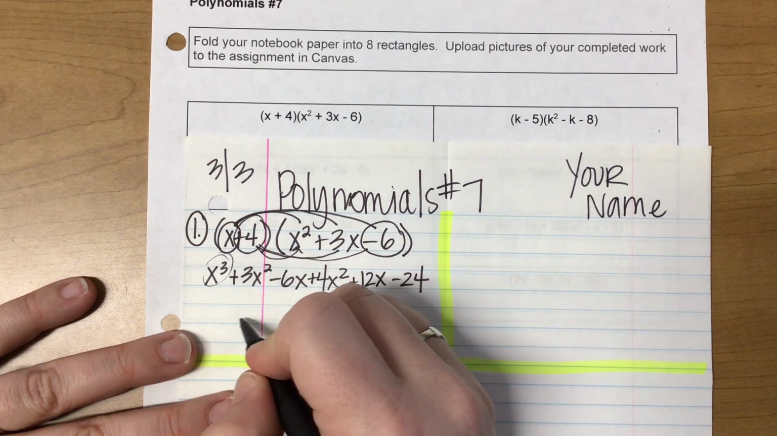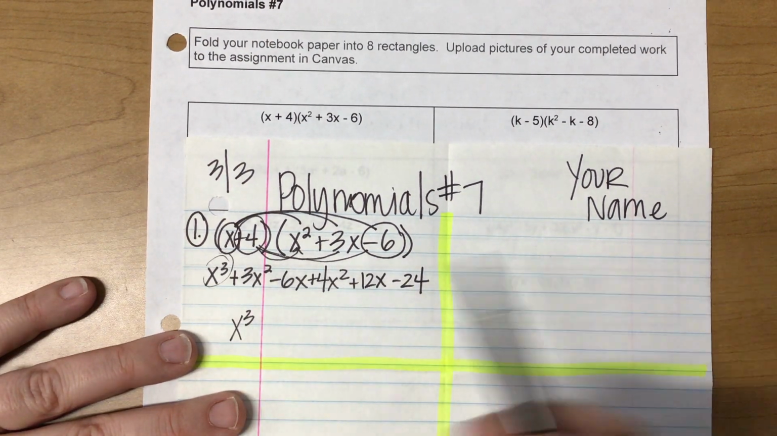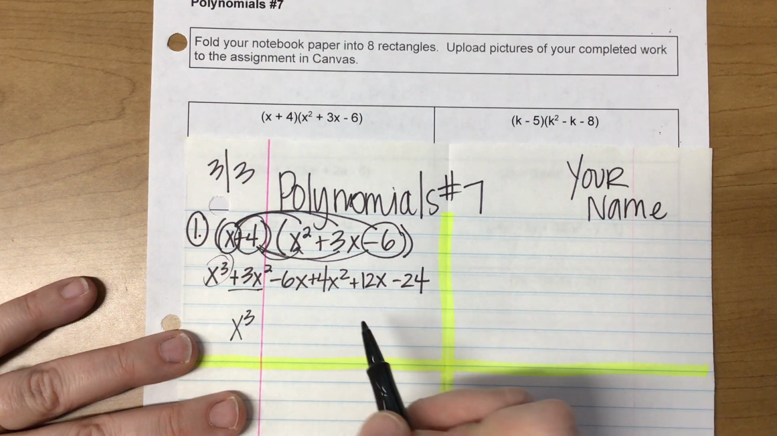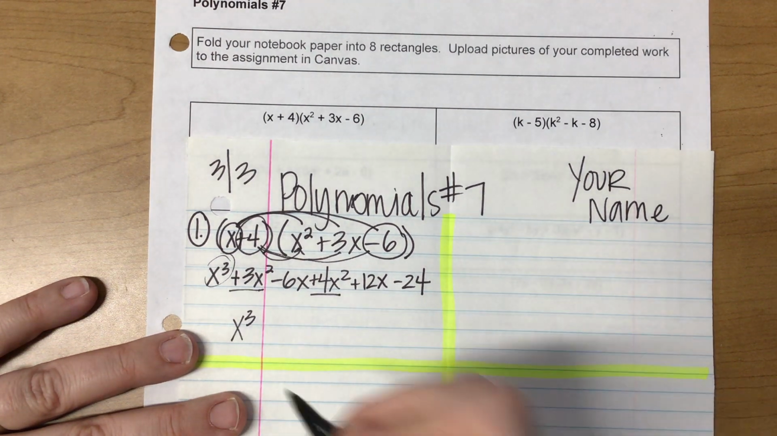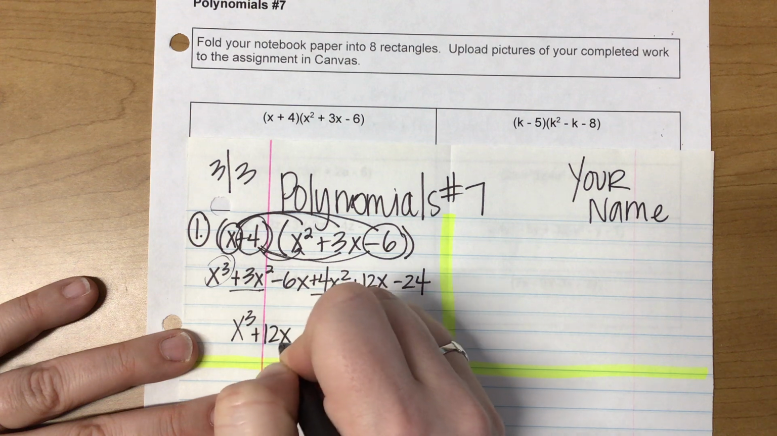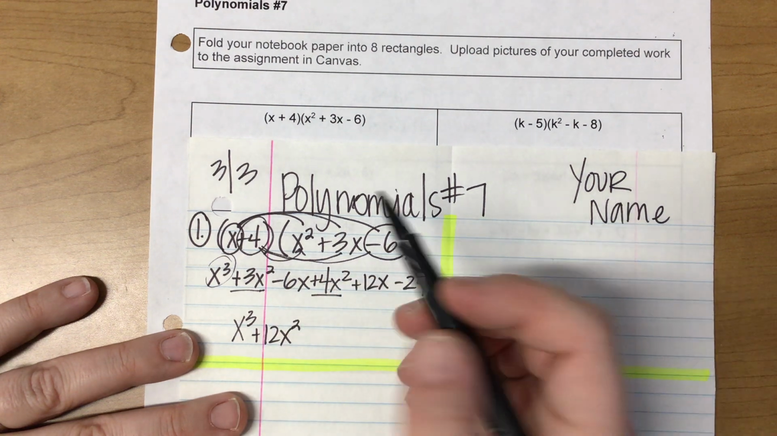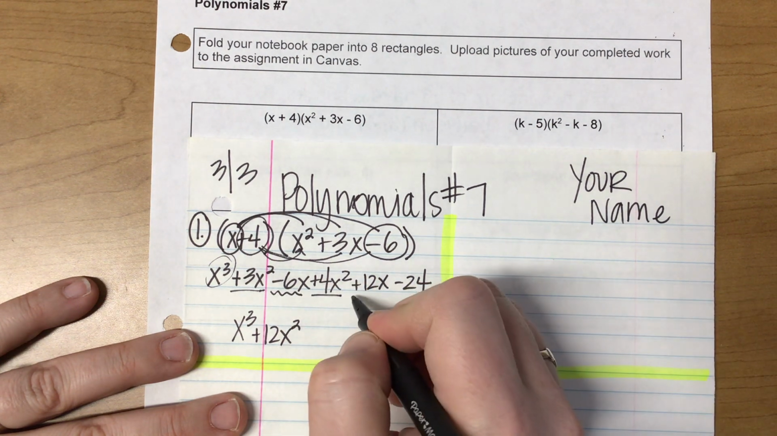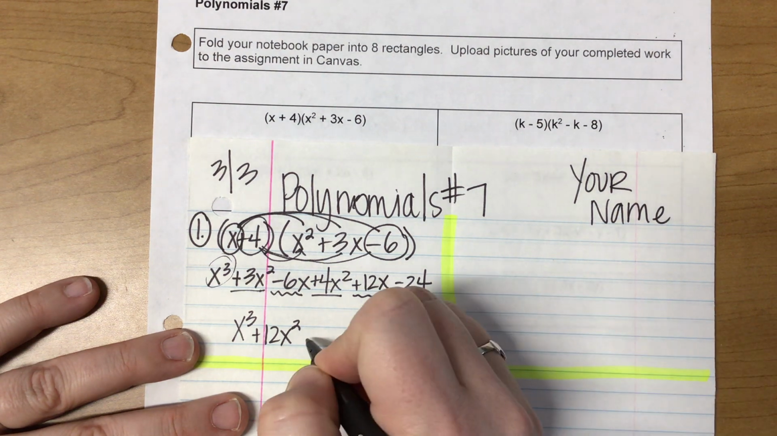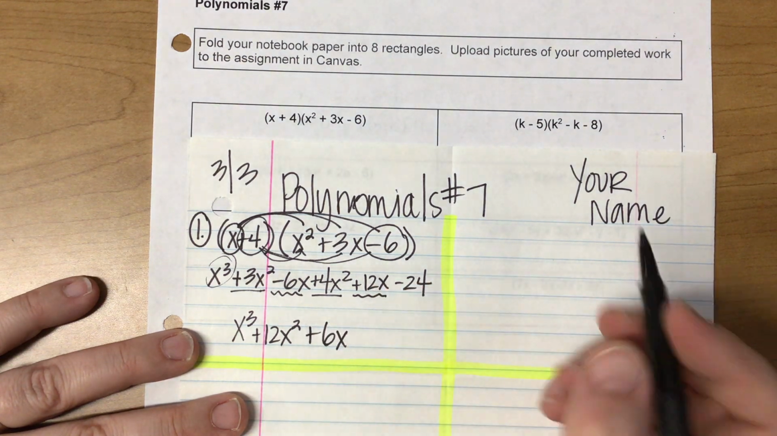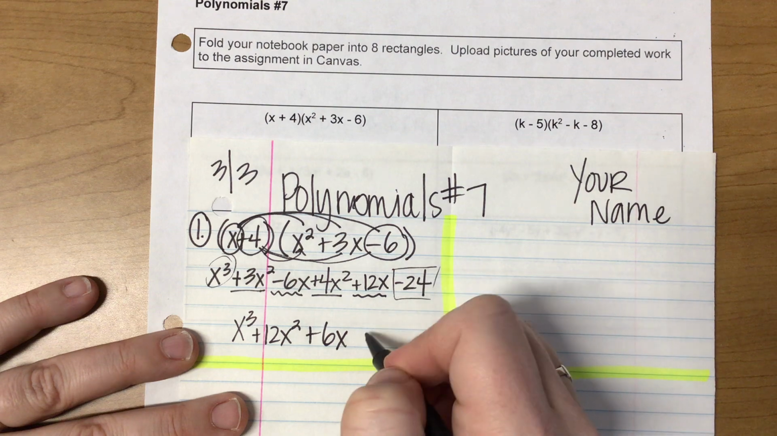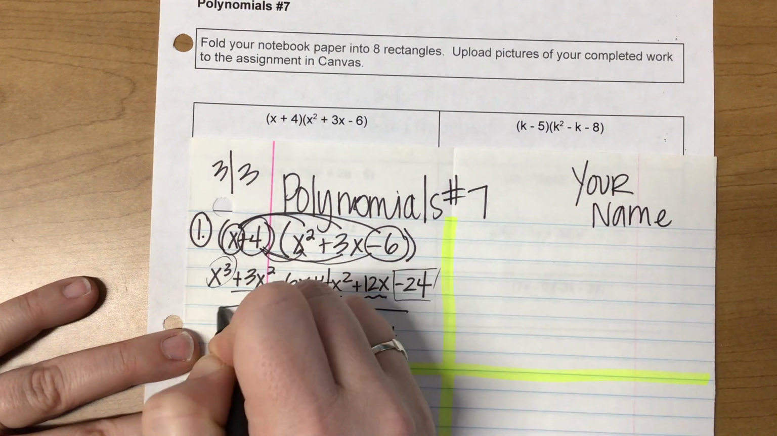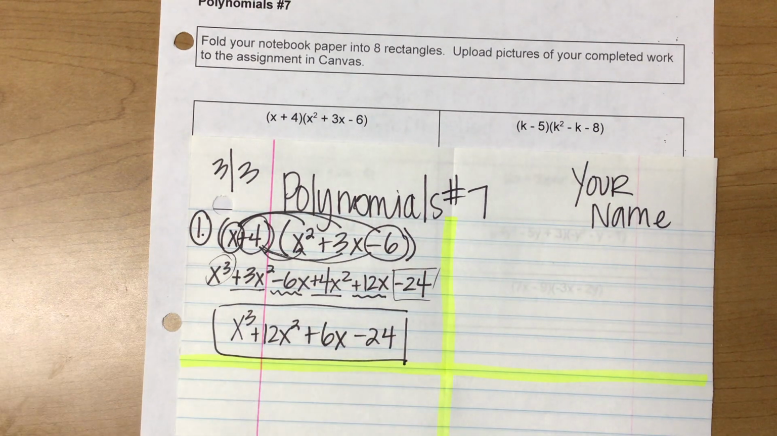I have x to the third is by itself. I have plus 3x squared plus 4x squared is positive 12x squared. Then I have minus 6x plus 12x is plus 6x. And minus 24 is all by itself. And I'm done. I just multiplied a binomial times a trinomial.